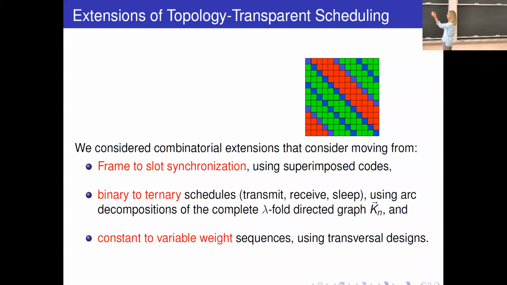It turns out that it's actually easier to synchronize on slot boundaries than on frame boundaries. So with Wensong Chu, using superimposed codes, we were able to look at extensions to slot synchronization. It does make the frames much longer.